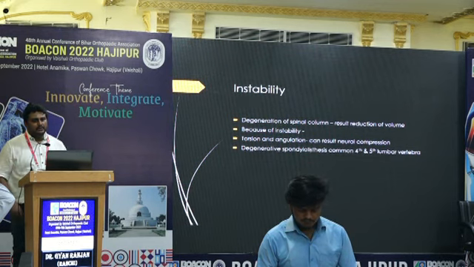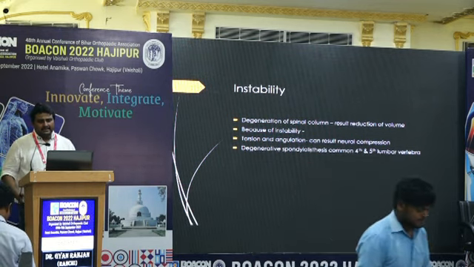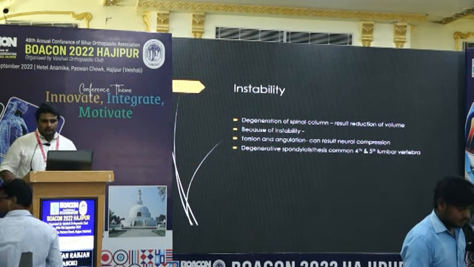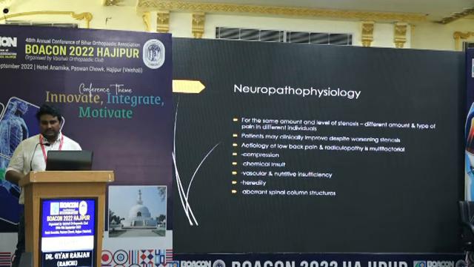Instability can be due to degeneration of the spinal column. Torsion and angular deformity can result in neural compression. Degenerative spondylolisthesis is common at the 4th and 5th lumbar vertebra. Neuropathophysiology: for the same amount and level of stenosis, a different amount and type of pain is seen in different individuals. Patients may clinically improve despite worsening of the stenosis.